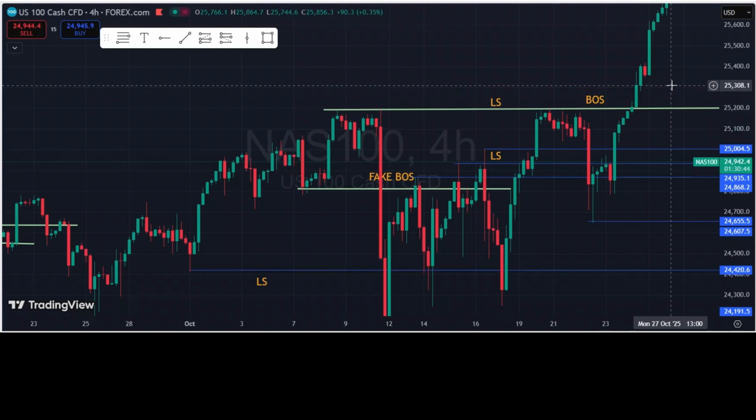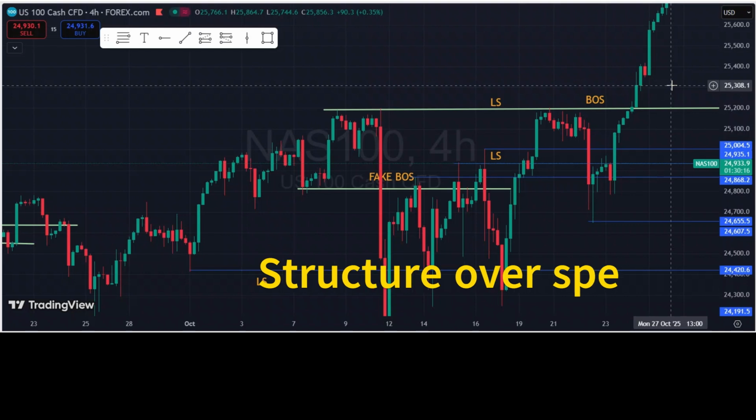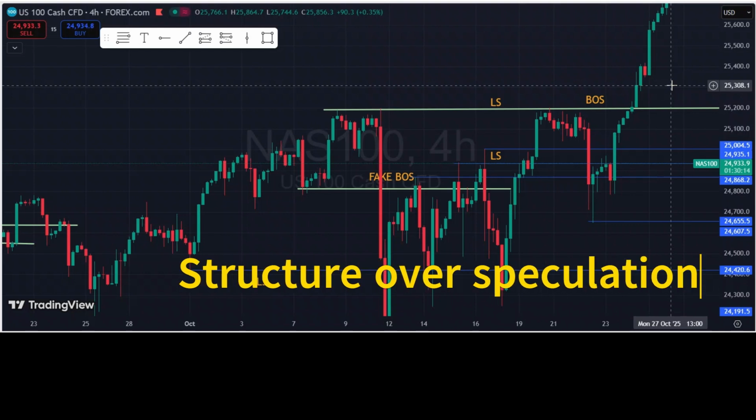Why is it so? Because the institutions need liquidity to enter positions. That's why the market often sweeps liquidity before it makes the real move. And this is why we map liquidity levels in our Sunday liquidity narrative analysis. So understanding liquidity sweep and break of structure helps you as a trader to read market intent more clearly before you do anything in the market. Structure over speculation.